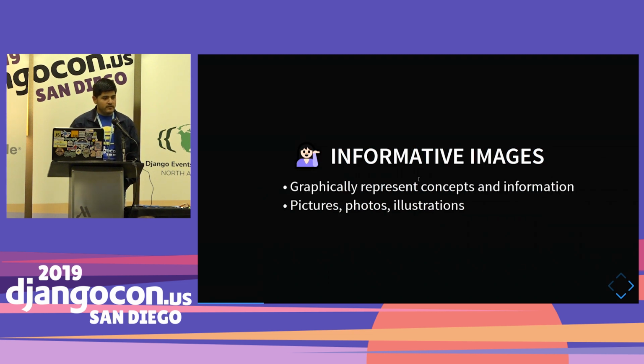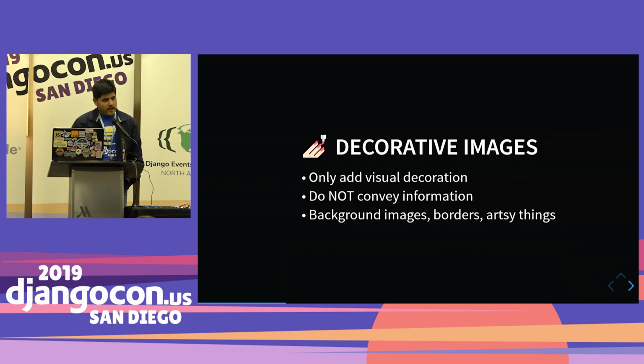Then we have informative images. These are images that graphically represent concepts and information. Those are probably the most typical images you think about in a website. They include pictures, photos, and illustrations. And then lastly, we have decorative images. They only add visual decoration. They do not convey any important information to the user, and you can think of them as background images, borders, and other artistic things that designers like to put in websites.